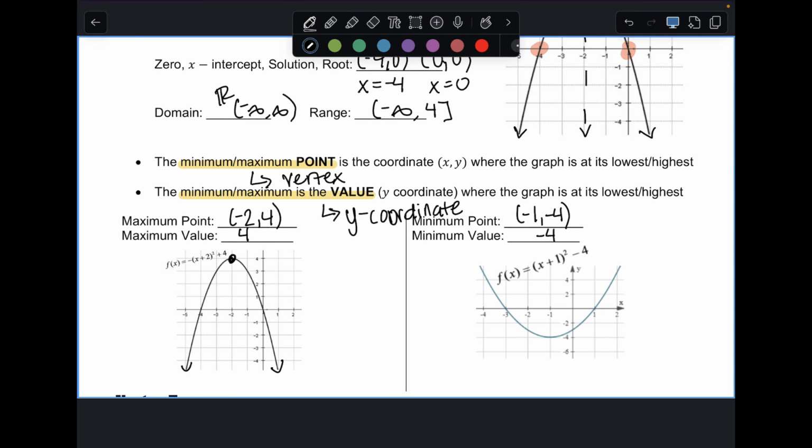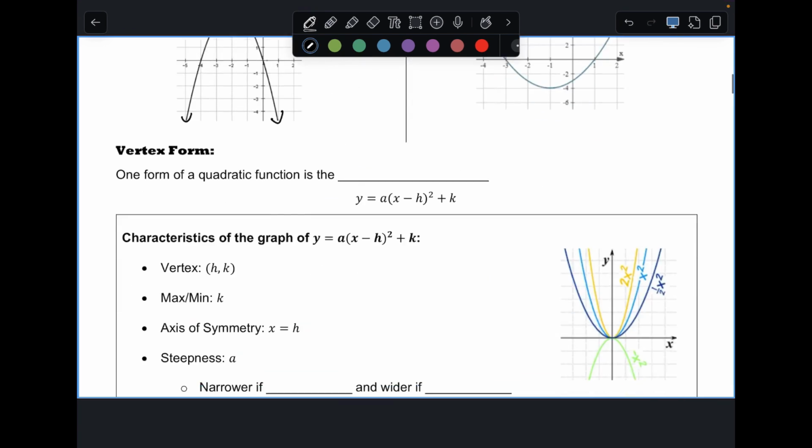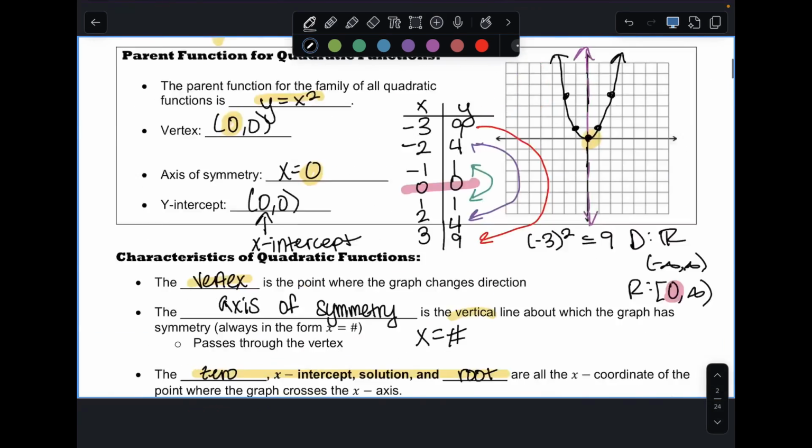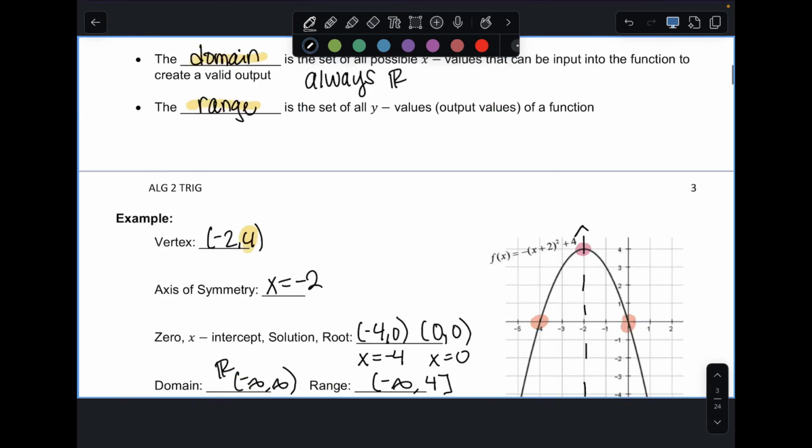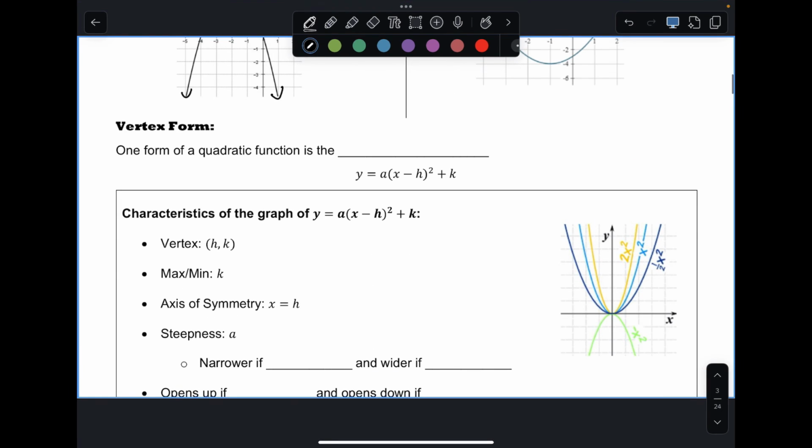Questions on those definitions before we get to graphing? Okay. We're going to do this kind of backwards. The normal standard form, we're not going to talk about until tomorrow. We're going to talk about two kind of easier forms to graph first. First one is vertex form. If you remember, we had vertex form for absolute values as well, and they looked nearly identical.